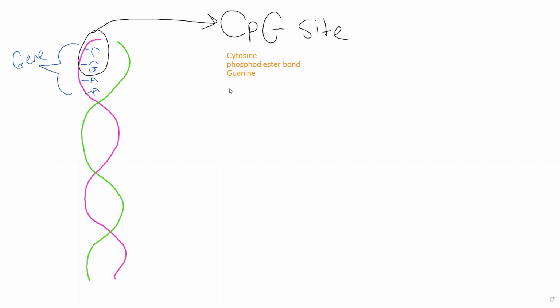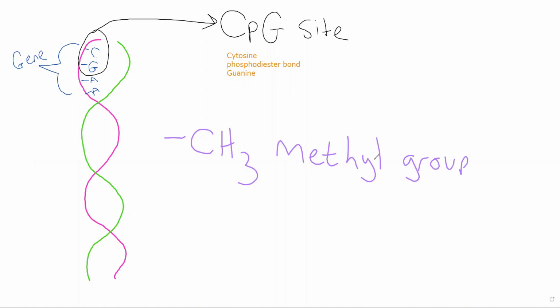Now the CpG site is going to have a different 3-dimensional shape than any 2 other adjacent bases. So it will be a different shape than the GA site. And the CpG site has a complementary shape to a methyl group, which is a carbon with 3 hydrogens attached. And that means that the methyl group can enter into the DNA molecule and it can attach to the CpG site, just like I've shown here.